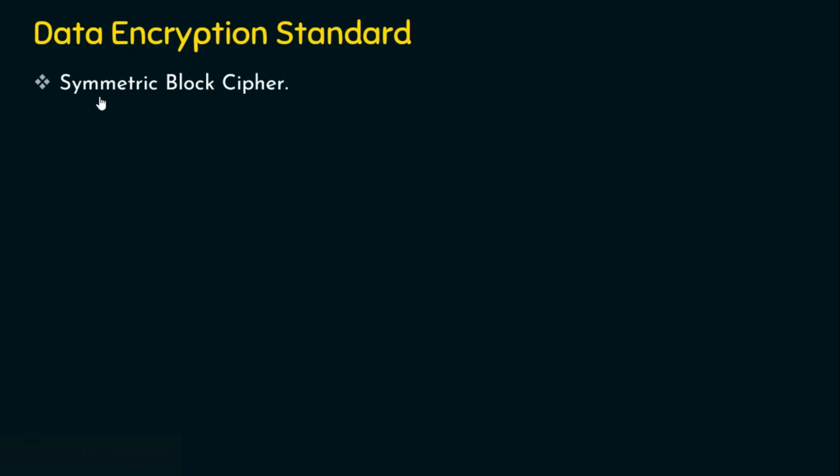DES is actually a symmetric block cipher. What do we mean by this? Symmetric cipher means the same key is used for both encryption and decryption. Then what is a block cipher? It is not going to take a bit by bit or byte input, rather it is going to take a group of bits as an input. Input means the plain text. So DES is actually a symmetric block cipher.